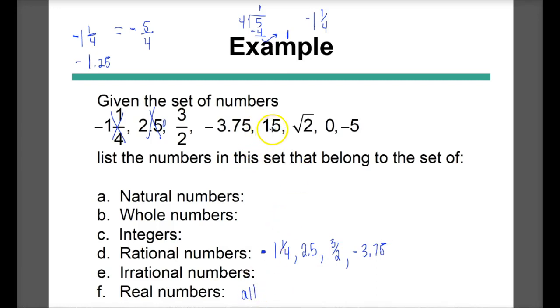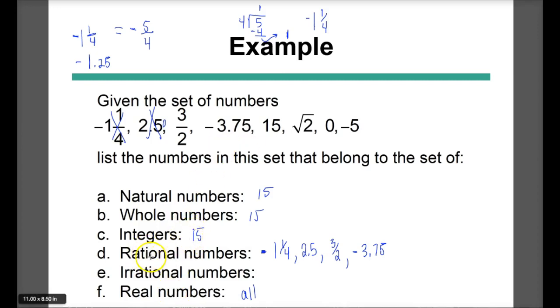For 15, 15 is a counting number. If we start off 1, 2, 3, 4, 5, 6, so on and so forth, we see that 15 is one of those numbers, so it can be considered a natural number. And since we know every natural number is a whole number, it can also be considered a whole number. And every whole number is also an integer. So of course it can be considered an integer.